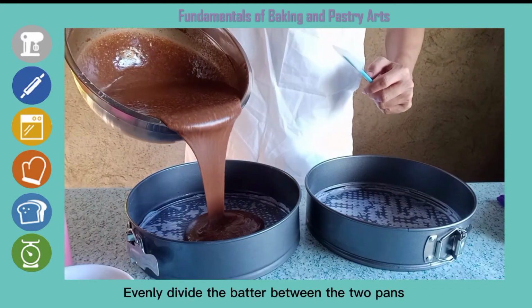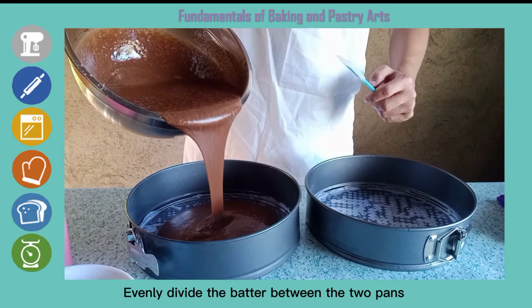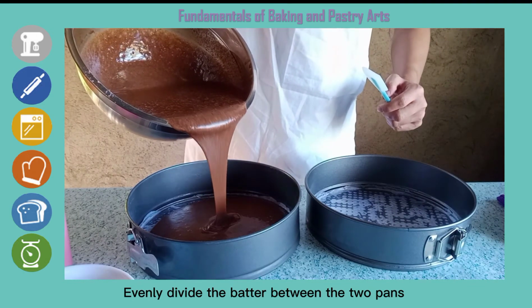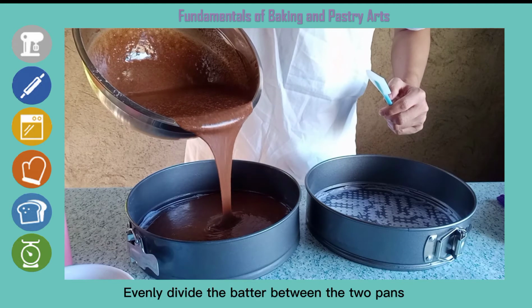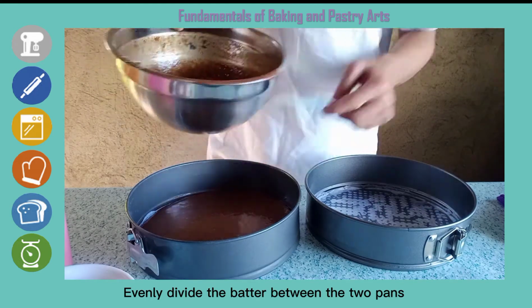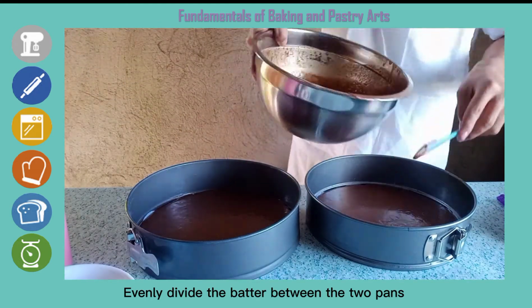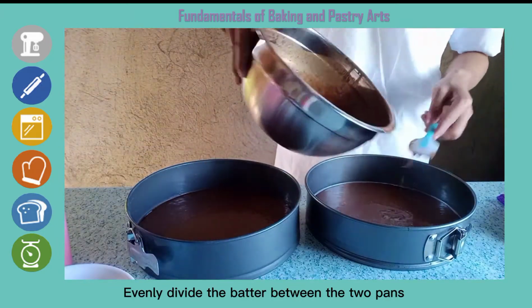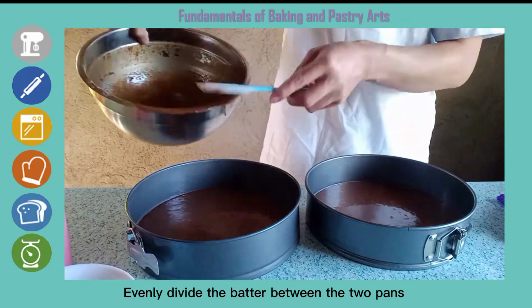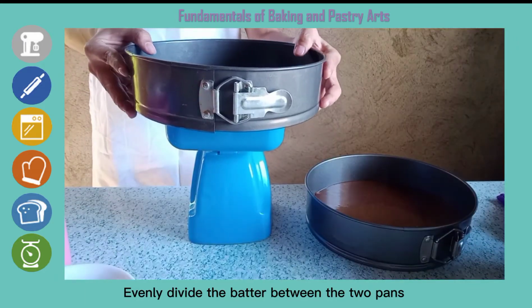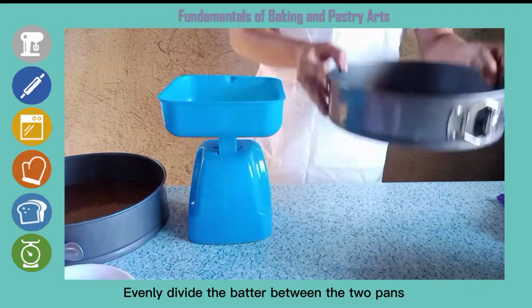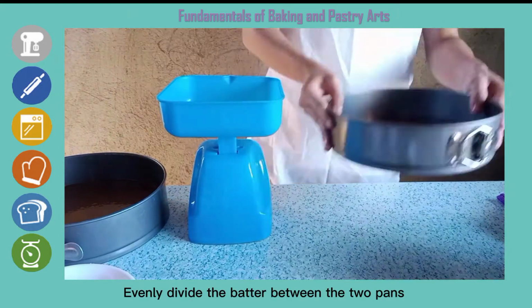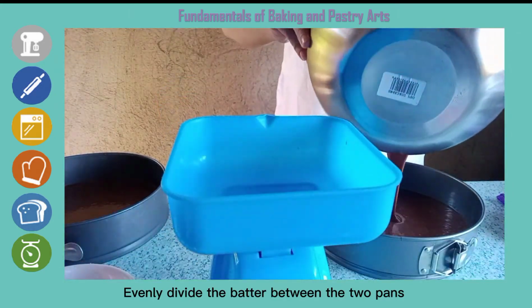And now, evenly divide the batter into two pans. We can make use of a weighing scale to ensure that both are equally measured.